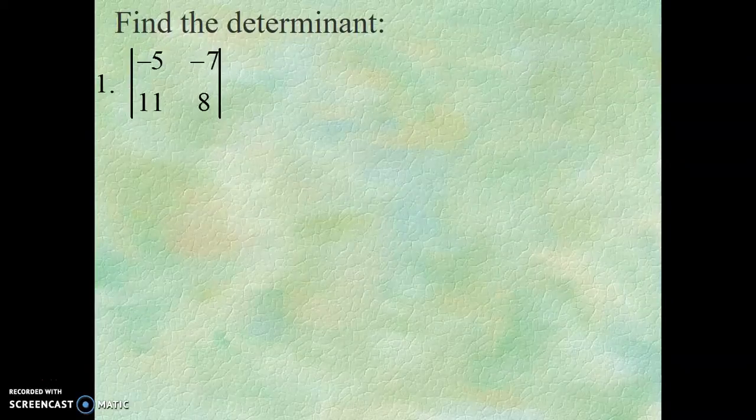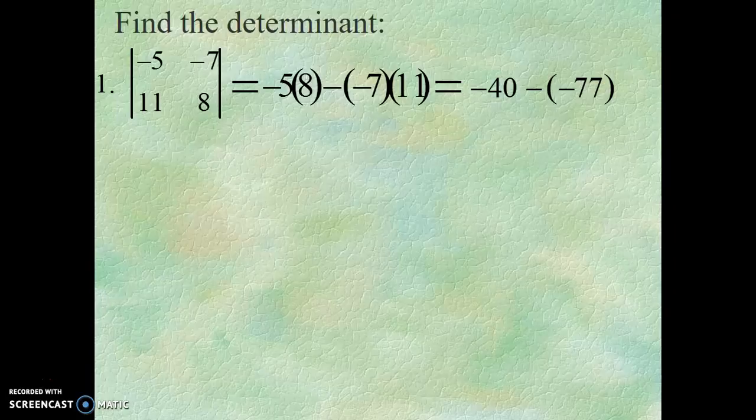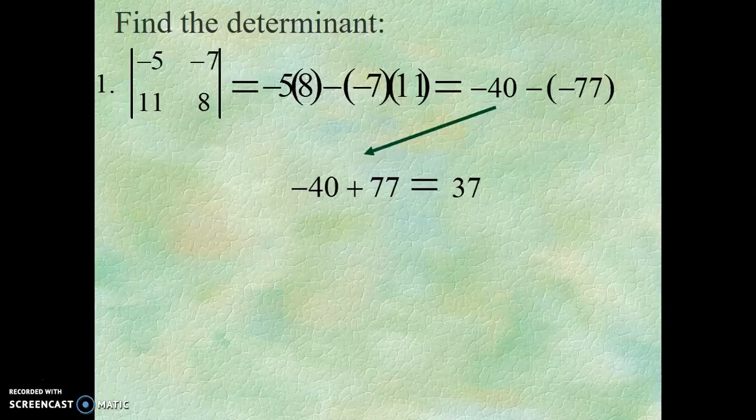Find the determinant. So we're going to multiply across diagonals. So we get negative 5 times 8 and negative 7 times 11. And remember we subtract, so negative 5 times 8 minus negative 7 times 11. Negative 5 times 8 is negative 40. Negative 7 times 11 is negative 77. So we're subtracting a negative, so it's like we're adding. So negative 40 plus 77 gives me positive 37. And that is what we call our determinant.